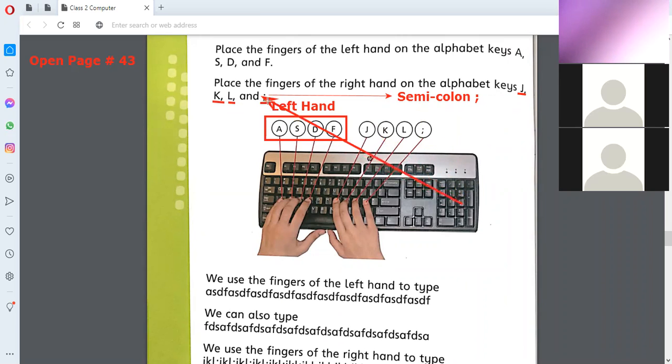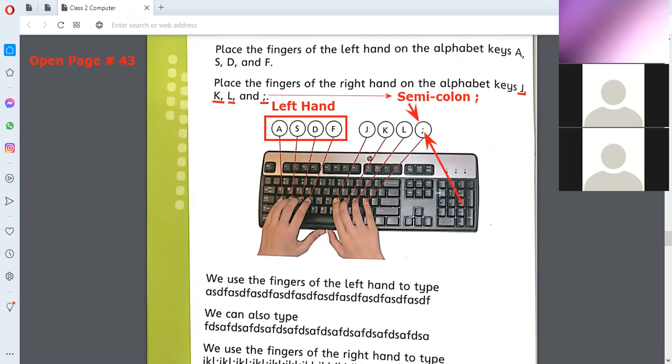See, I made the key here for you, with the dot and comma. This key is after the L on the keyboard. Here it is. Now we are talking about J, K, L, and semicolon. The name of that key is a semicolon.